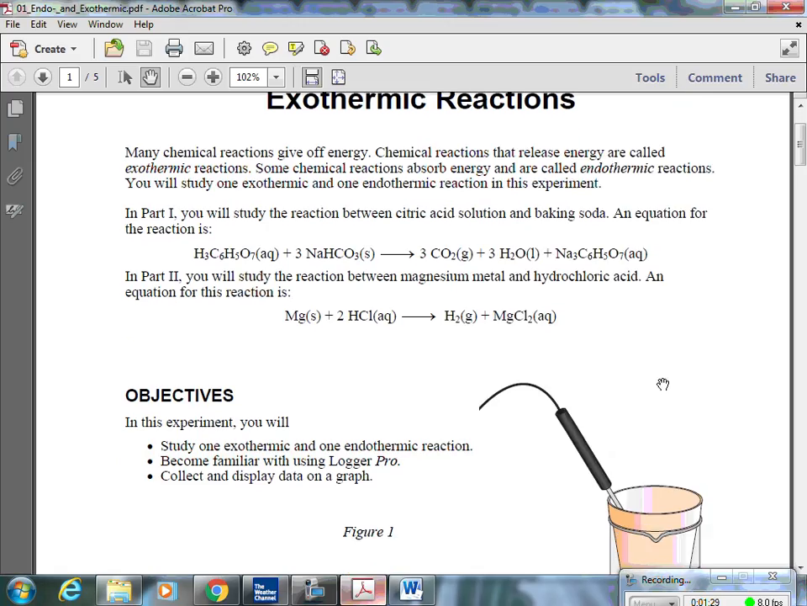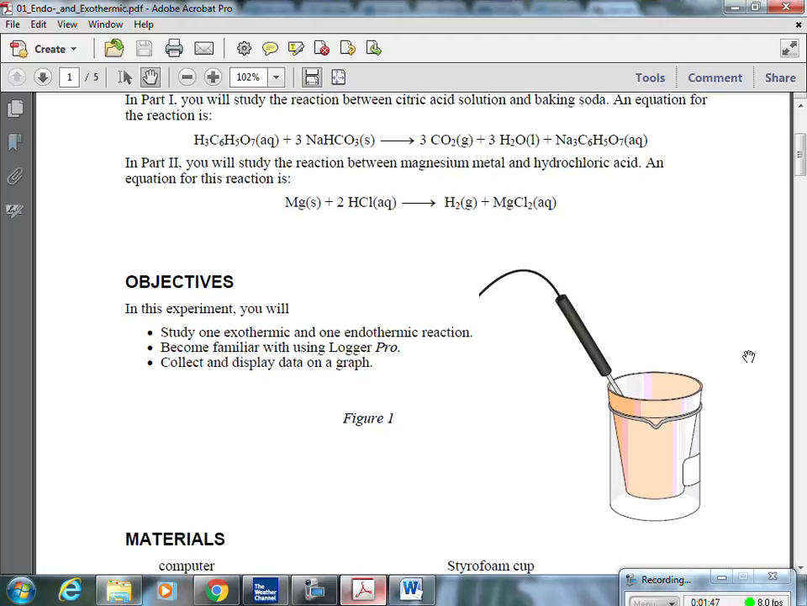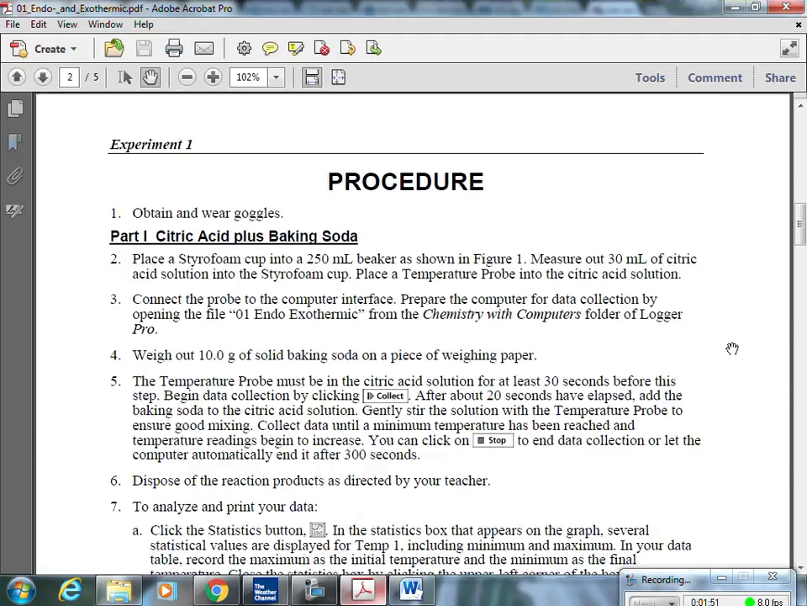Okay, the objectives are to study an exothermic and endothermic reaction. It's my guess that part 1 or part 2, one of them will be exothermic, one will be endothermic. We are going to collect and display data on a graph, and eventually you will be printing off that graph. All right, so the very first part of the procedure, citric acid plus baking soda.